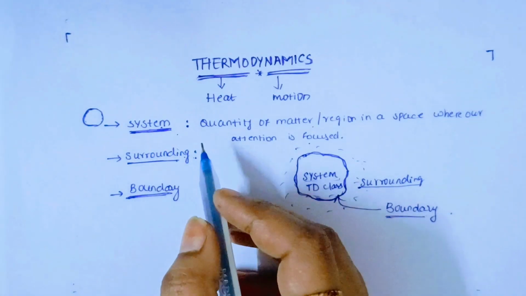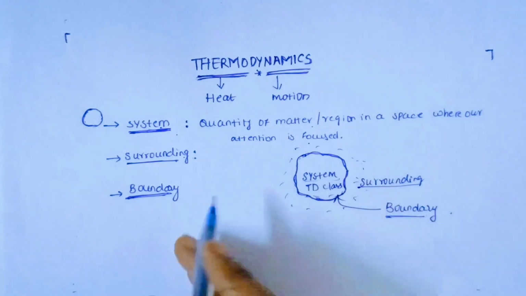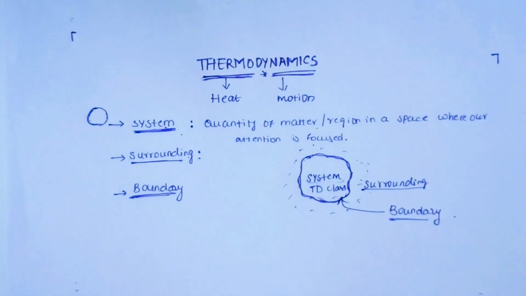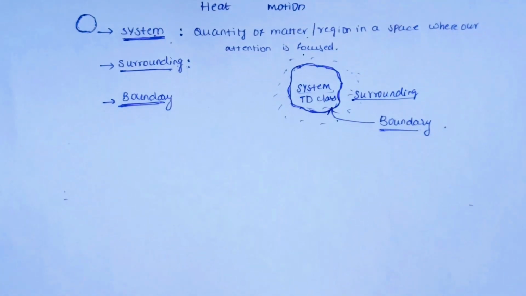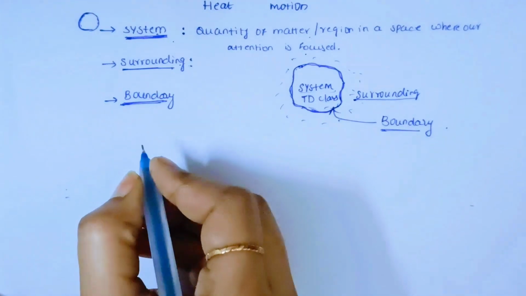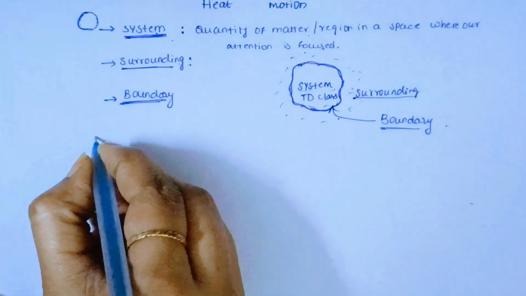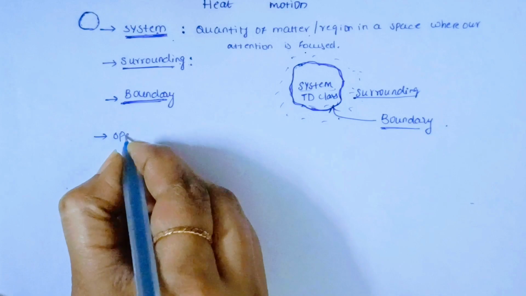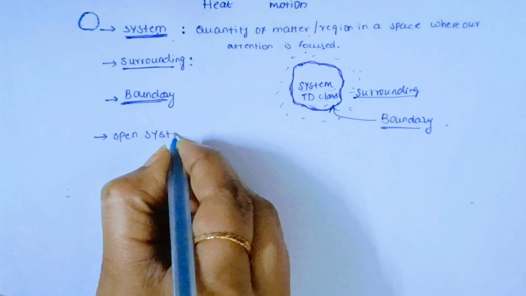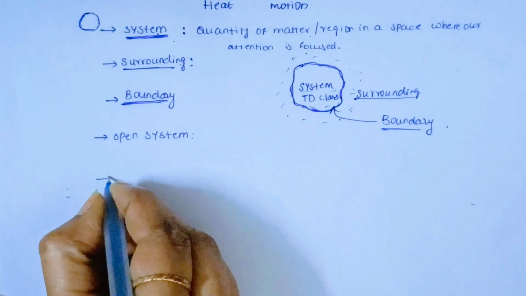Now we have learned what system, surrounding and boundary are. Now we will move on to the types of system. Here there are two types of system: one is open system and another one is closed system.